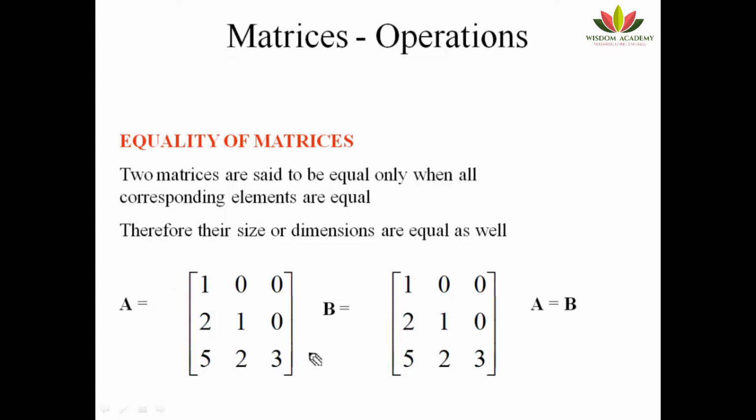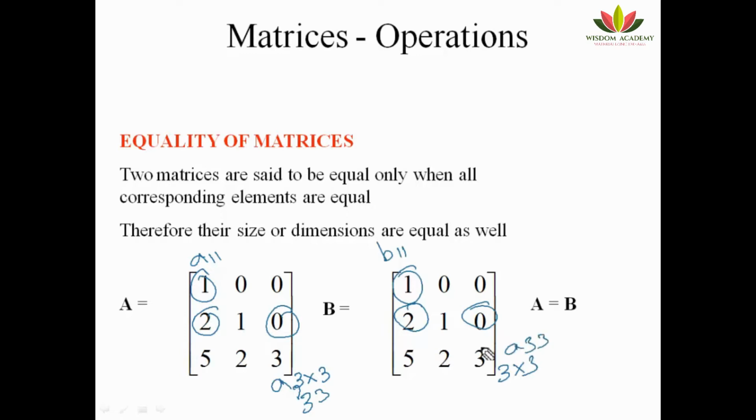Consider this matrix A. A is a matrix with dimension 3 by 2, and B is also 3 by 2, and their corresponding elements are also equal, right? That is, A11 and B11 are equal. Similarly, A23 and B23, A33 and B33 are also equal. Then we can say A is equal to B. So if two matrices are equal, then the order or dimension will also be equal.